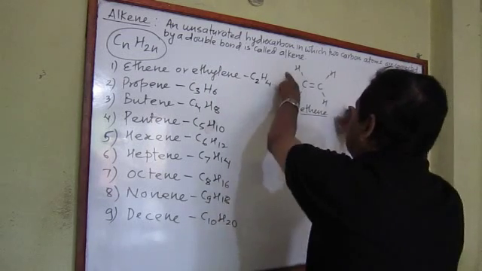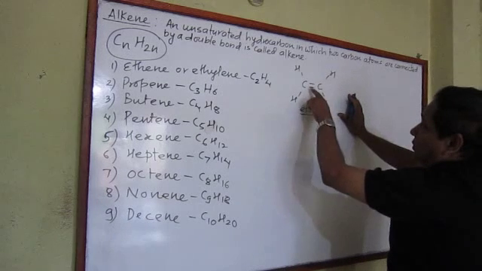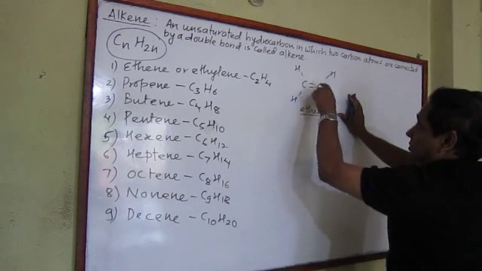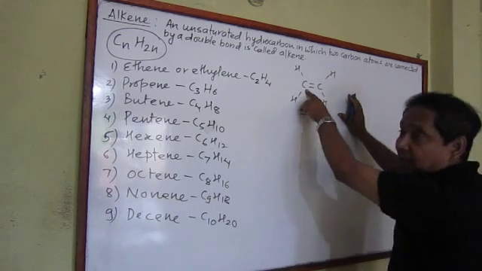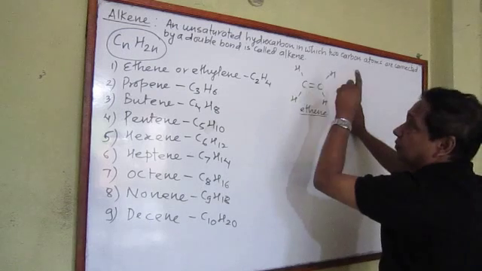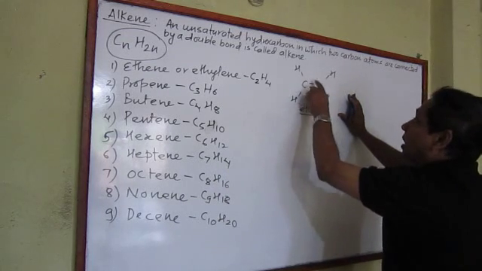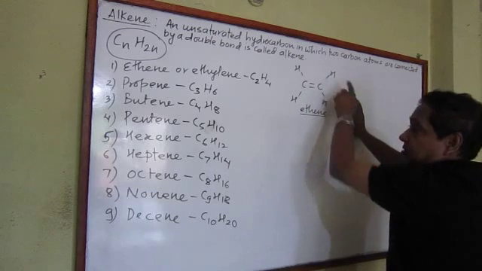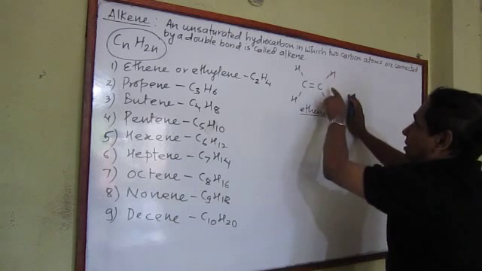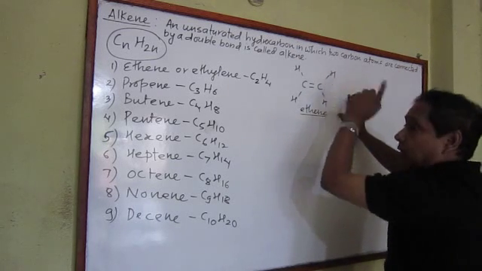Now, in this compound, look, how many bonds are there with carbon? 1, 2, 3, 4. Because carbon's valency is 4, so there must be 4 bonds of carbon. Here also, this carbon, 1, 2, 3, 4. But hydrogen's valency is 1. That's why it is connected with this carbon by means of only 1 bond.